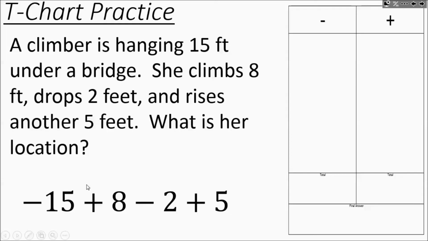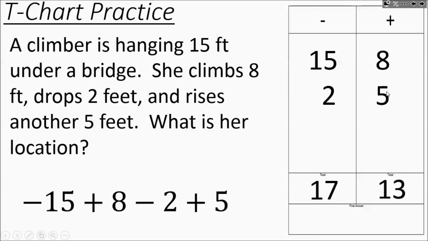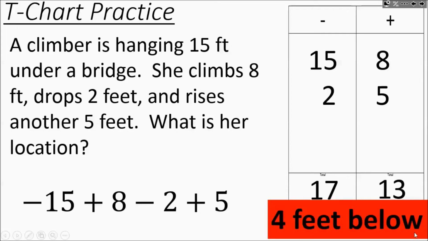Two negative terms, I'm going to put them there. Two positive terms, I'm going to put over here. I'm going to total them up. We have 13 positives, 17 negatives. So in this case, our climber is still 4 feet below the bridge. So they haven't gotten to the bridge yet. They're still hanging out there.